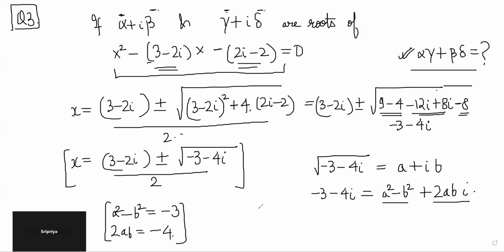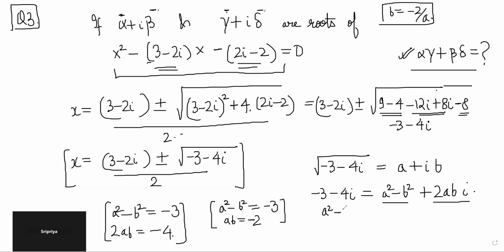Yes, you can. What should I do? You can write ab is equal to minus 2, or you can just take b on one side. Like you can write b squared is equal to a squared plus 3. And we also know that ab is equal to minus 2. So you substitute one of them in terms of the other. It's a standard thing. You will put b is equal to minus 2 by a in the first relation, right? You'll get a squared minus 4 by a squared is equal to minus 3, right?